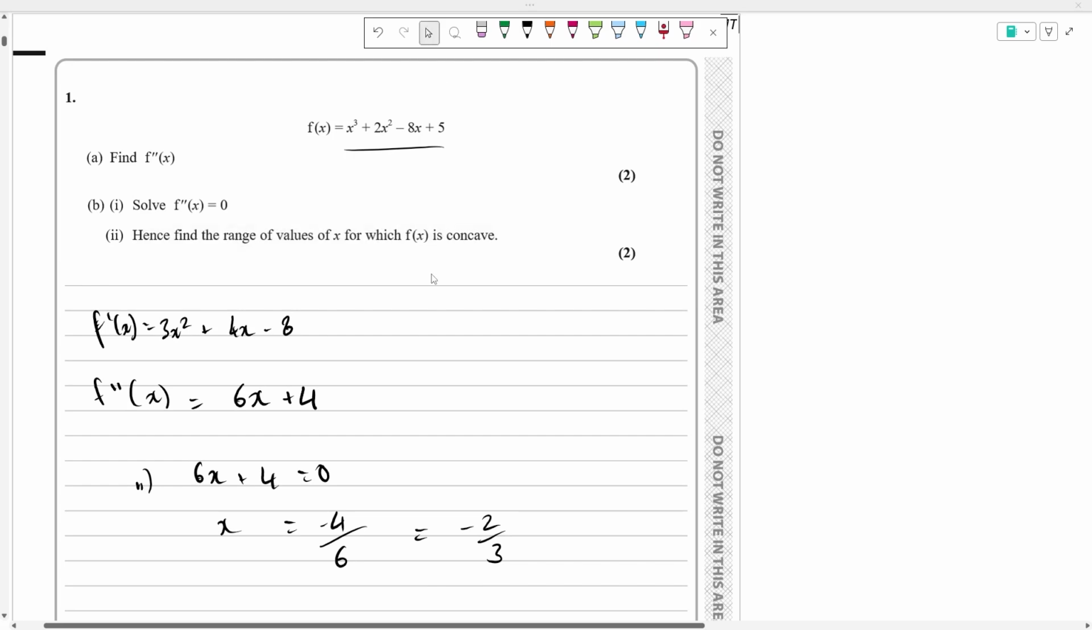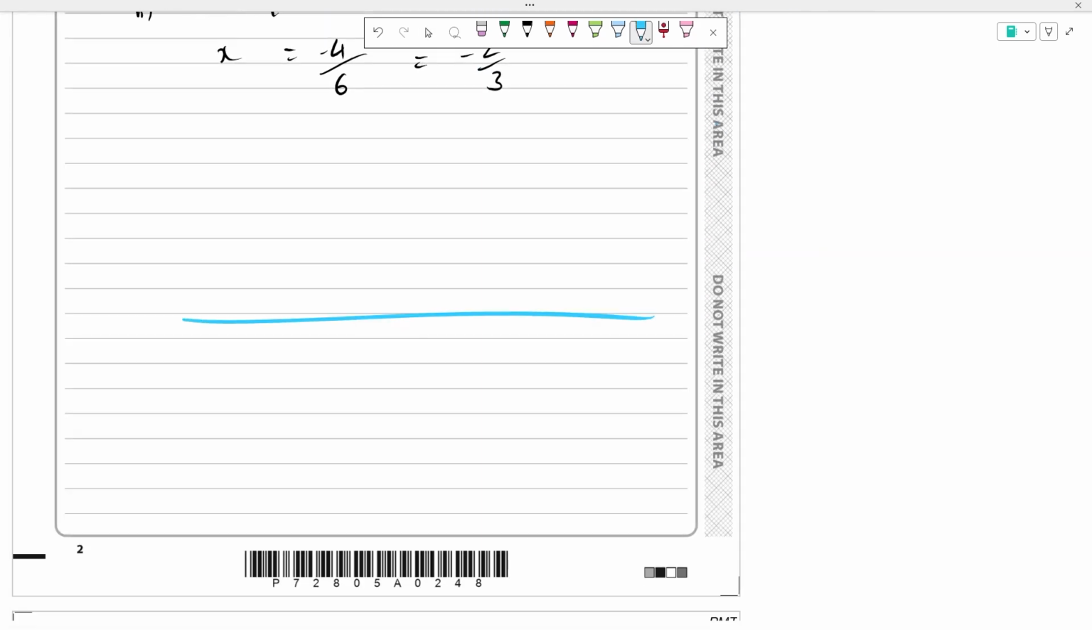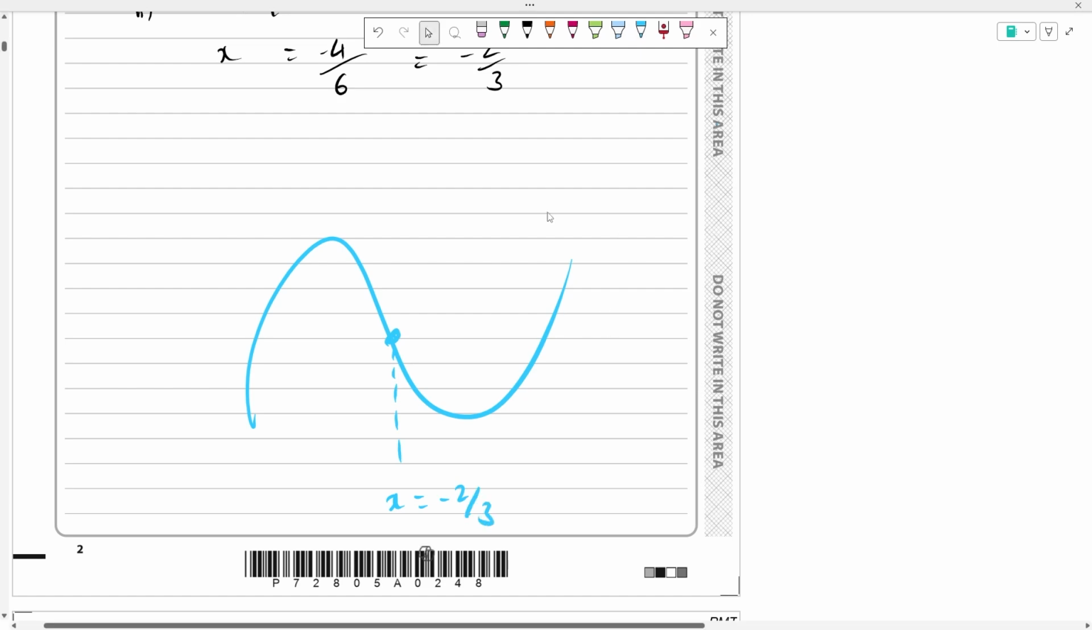So what this essentially represents is that when we have d2y over dx squared equal to 0, what you work out is its point of inflection. And because our original graph is a cubic graph, let's say for example it looks like this. This point here will be x is equal to minus 2/3, where you can see this is decreasing here and then it begins to increase at this point. So this is going to be our point of inflection.